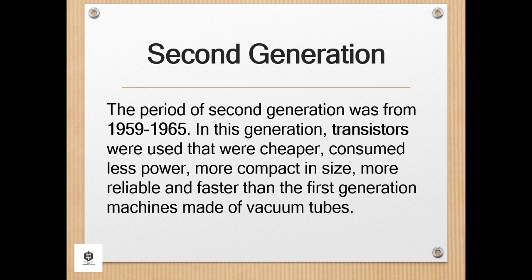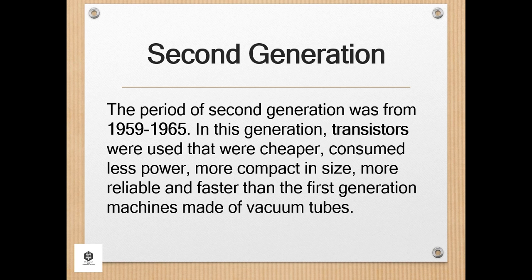Next, the second generation. The period of second generation was from 1959 to 1965. In this generation, transistors were used that were cheaper, consumed less power, more compact in size, more reliable, and faster than the first generation machines made of vacuum tubes.